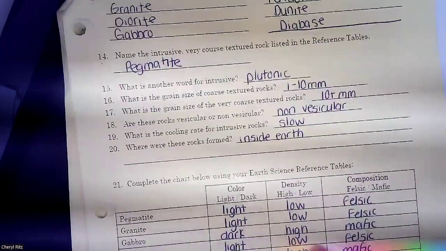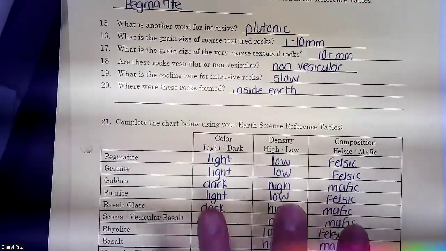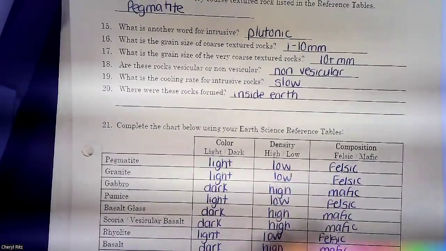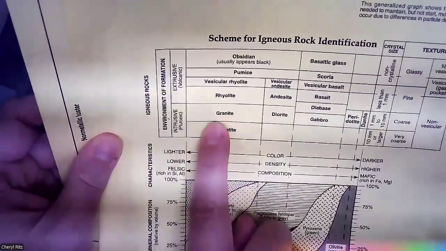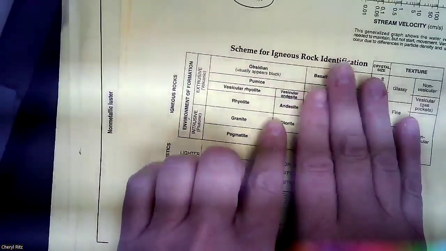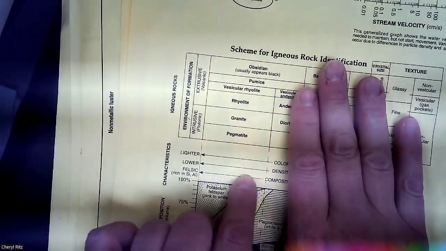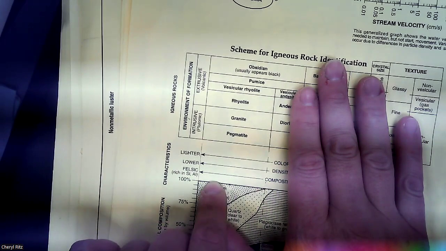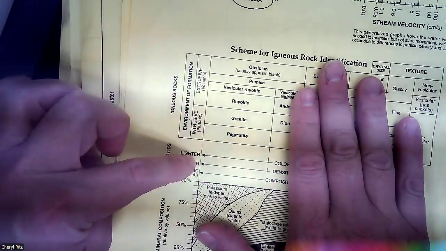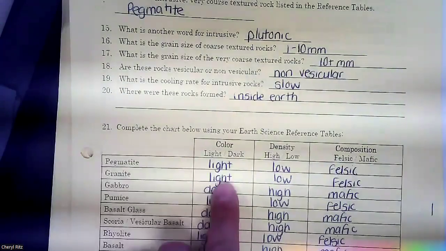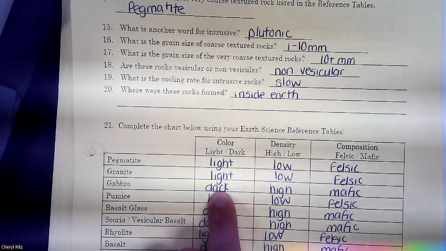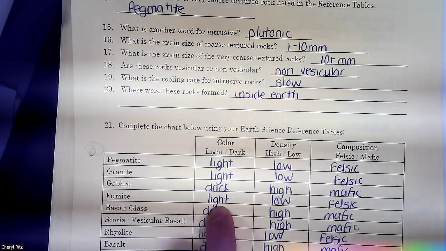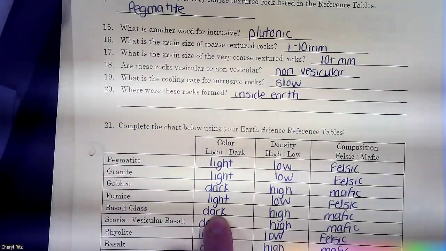This page, which I'm guessing, since I didn't have any questions from you guys on page 19, hopefully made sense. All you had to do was decide, is the rock, so pegmatite was the first one. Pegmatite is to the left of the word color, to the left of the word density, and to the left of the word felsic. So pegmatite is light, low, and felsic was all I was looking for there. Granite, also light, low, and felsic. Gabbro, dark, high, and mafic. Pumice is light, low, and felsic. Basaltic glass is dark, high, and mafic.